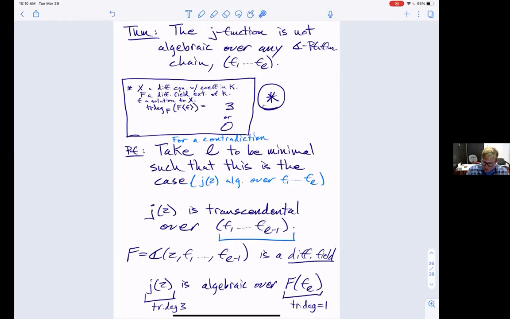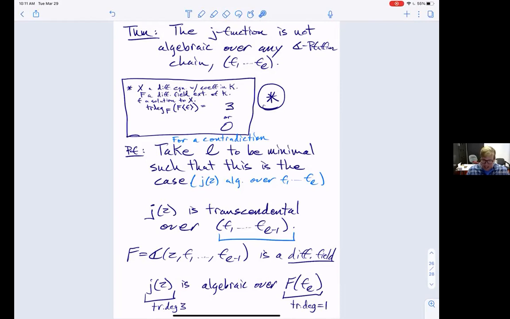But over that field, the field F of FL, that has transcendence degree 1. And so it can't be that J prime and J double prime are contained in F of FL. But F of FL is a differential field. So if it were to contain J of Z, or even if J of Z were algebraic over it, then J prime of Z and J double prime of Z would be algebraic over the field as well. And so we've seen that's impossible. And so the conclusion is that the J function is not algebraic over any C-Pfaffian chain.